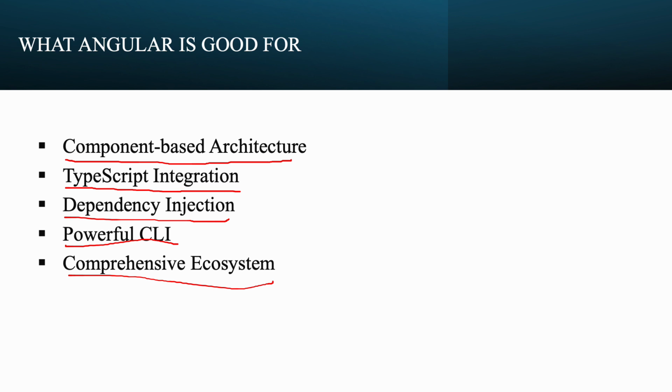And at the end, comprehensive ecosystem. Angular comes with a big collection of helpful tools like Angular Material for ready-to-use UI parts, Angular Universal for rendering on the server, and Angular Router for handling how users move around your app. Plus, there's a friendly community ready to help you out when you need it.